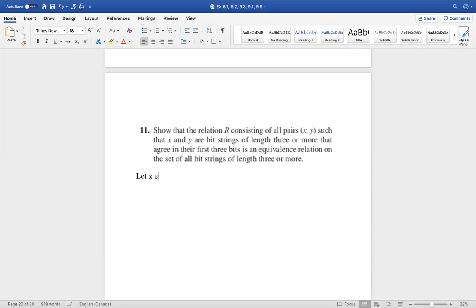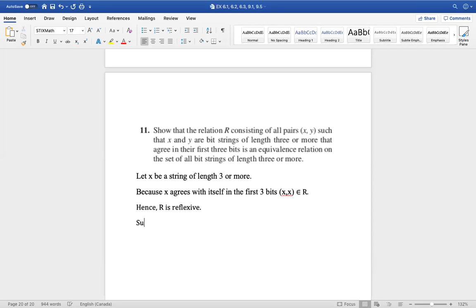So let x be a string of length 3 or more. Now because x agrees with itself in the first 3 bits, we have (x, x) that belongs to R. Because it has first three bits which agree with itself, we say that this is a reflexive relation. So hence R is reflexive.